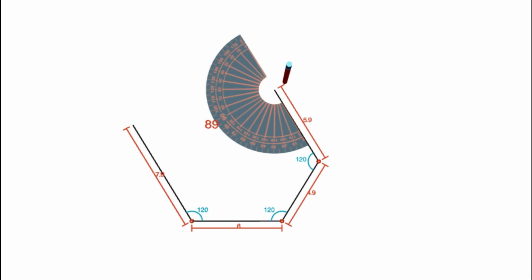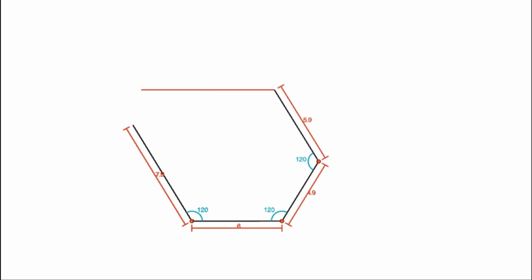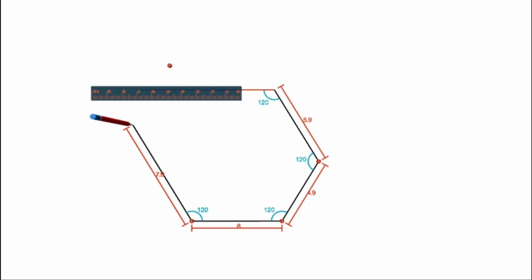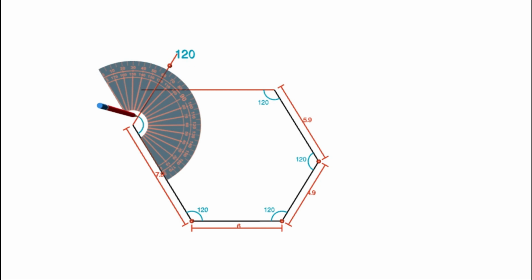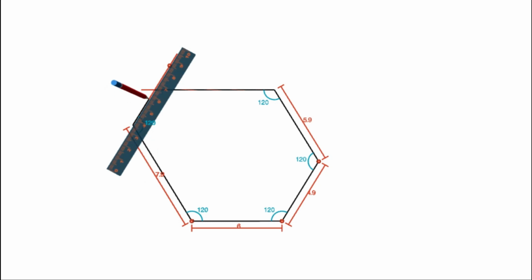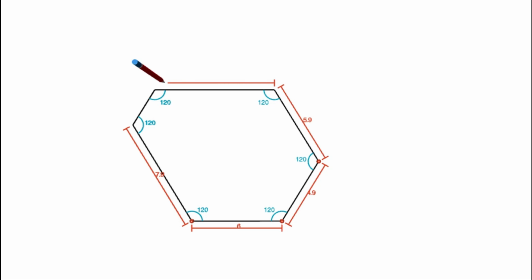Now take 120 degree at this end and draw a line. Similarly, take 120 degree at this end and draw another line. The intersecting point is the next vertex. Look at the angles. They are all equal, but you can see the sides are different. Now let us do the remaining problems on page 59.